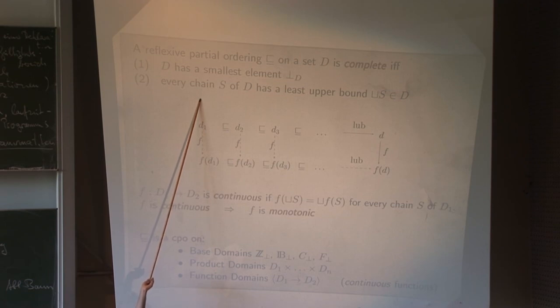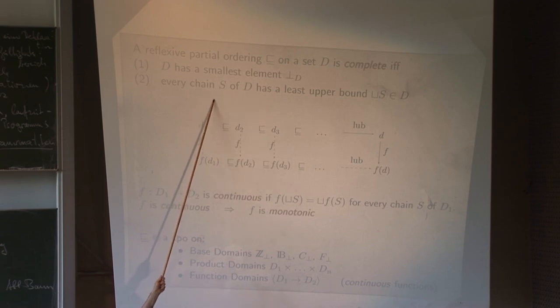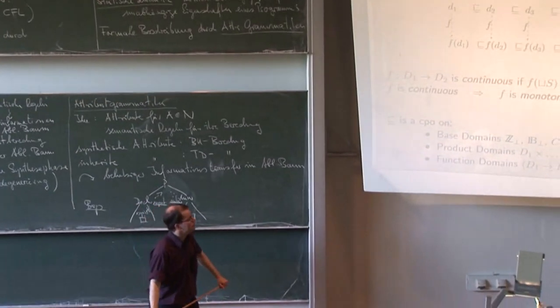We will do this by giving a chain, and then the semantics is defined to be the least upper bound of this chain. And in order to be sure that this least upper bound exists, we need the ordering to be complete. Now, moreover, we restrict ourselves to continuous functions. Now, what does continuous mean?